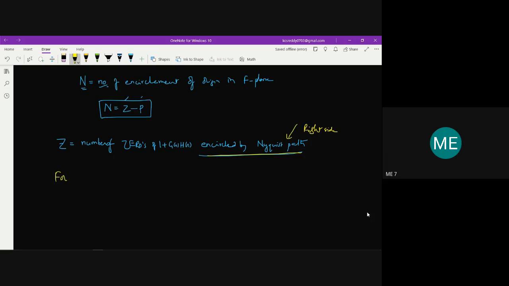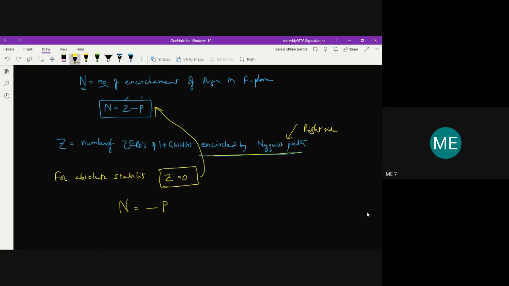So what is the stability statement for absolute stability? For absolute stability, the Z value should be 0. So no zeros should lie on the right hand side. That is our intention. Then only we can say the system is stable. If any one zero is lying on the right hand side, then we can say the system is unstable. So if Z is equal to 0, the number of encirclements is equal to minus P. From this we can conclude: if Z is equal to 0, N is equal to minus P.